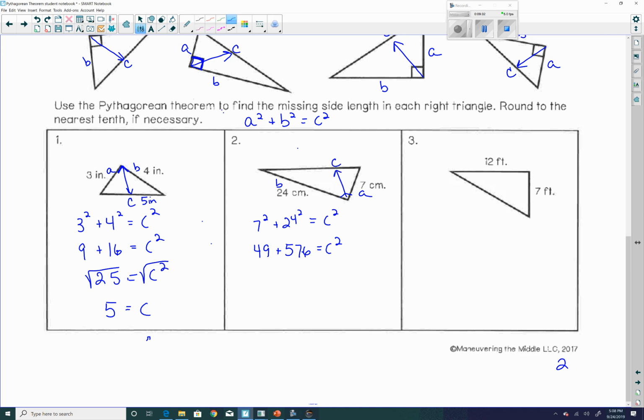Okay, 576 plus 49 is 625. I'm going to take the square root of C squared because I just want plain old C, and the square root of 625. So C is going to equal 25. Ooh, I knew that one off the top of my head. Okay, so this one should be 25 centimeters.